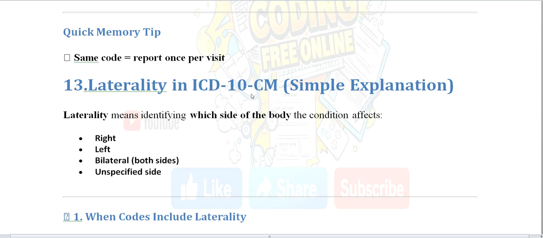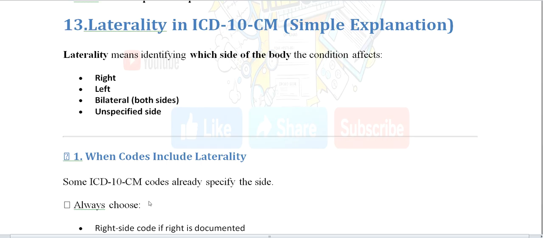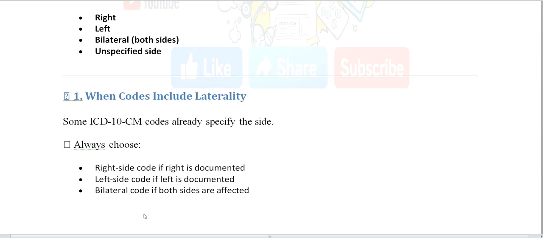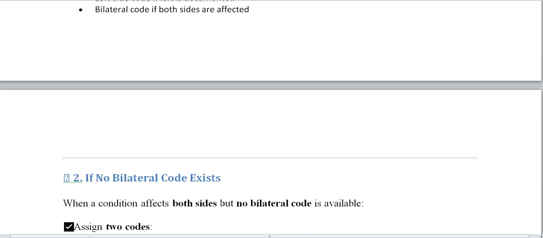Third, laterality in ICD-10-CM. Simple explanation: laterality means identifying which side of the body: right, left, bilateral (both sides), or unspecified side. Some ICD-10-CM codes already include laterality and specify this. Always choose the right side code if right is documented, and the left side code if left is documented. Use bilateral codes if both sides are affected.